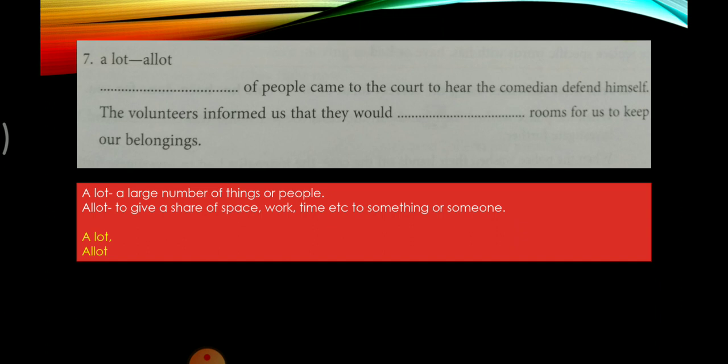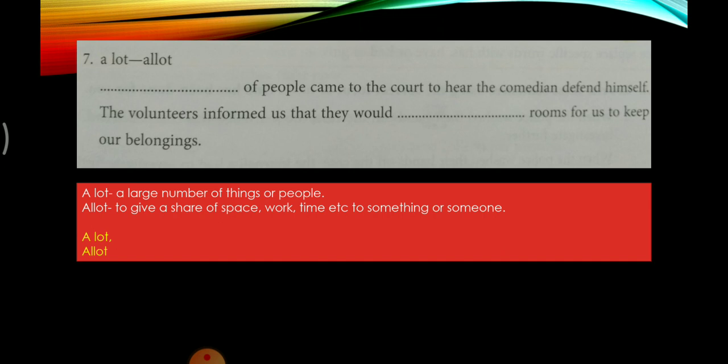Next one, a lot and allot. A lot means a large number of things or people. A lot of people, a lot of noise, a lot of chocolates. Okay, so that is A space L-O-T, a lot, and allot. Allot is to give a share of space, work, time, etc. to something or someone. My friend has allotted me this room.